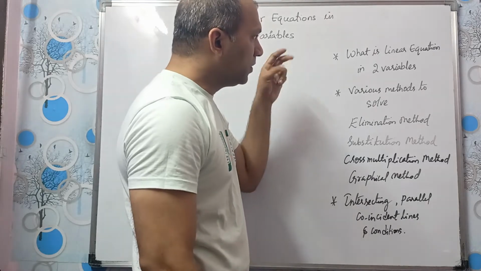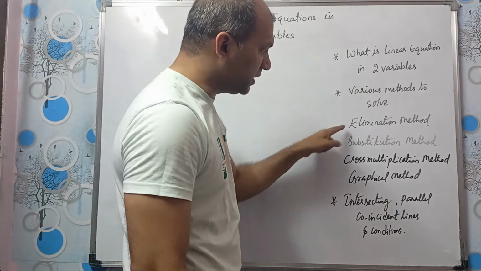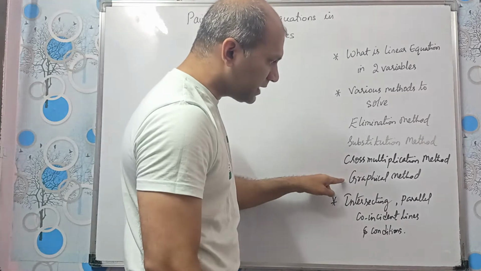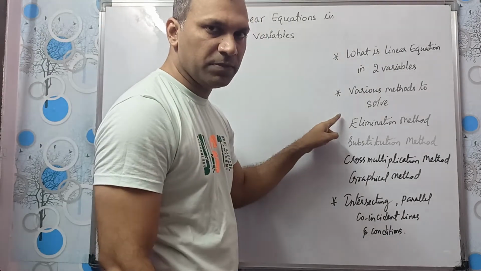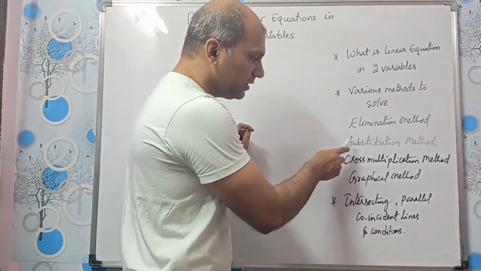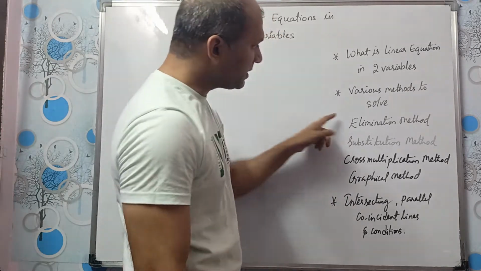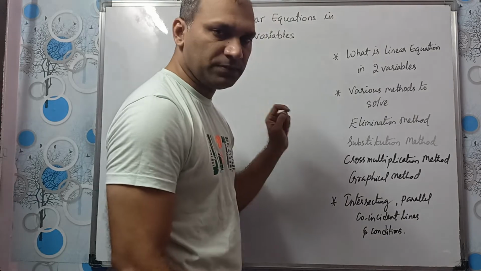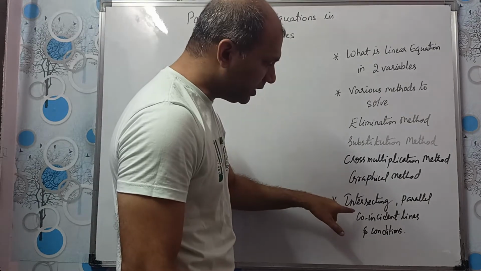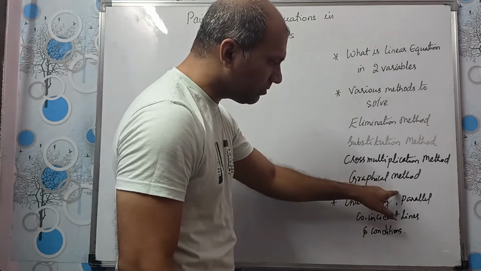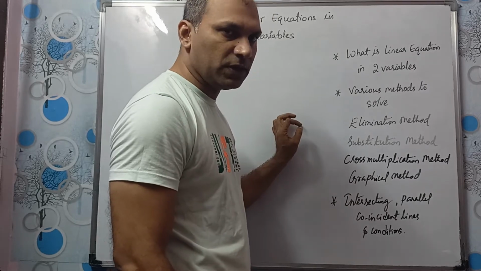Okay, two equations will be given to us. We will solve in various methods. First method is actually graphical method, but we'll use elimination first. We will learn elimination method first, substitution method, cross multiplication method, and finally we will learn graphical method. In 10th standard you have these four methods. Okay, after that, after learning graphical method, we will learn intersecting lines, parallel lines and coincident lines and their conditions.